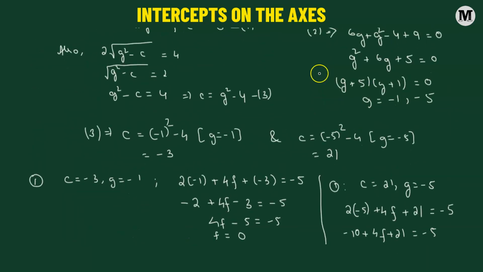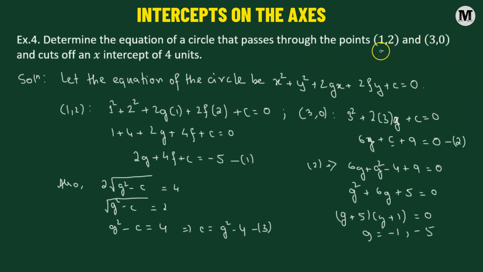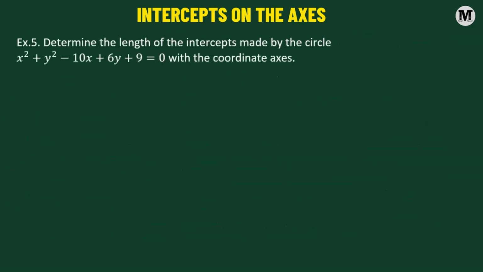Both of the two circles are going to pass through the given points (1, 2) and (3, 0). And also they are going to have an x-intercept of 4 units. So we'll do one final problem. This is similar to problem number 1.